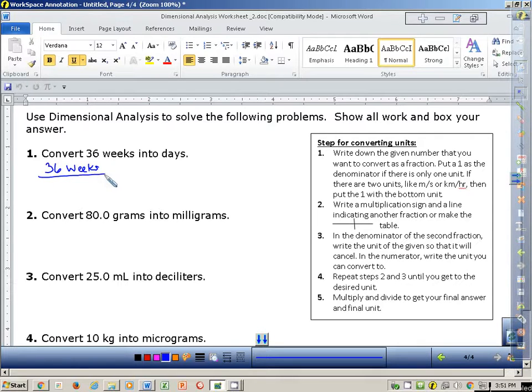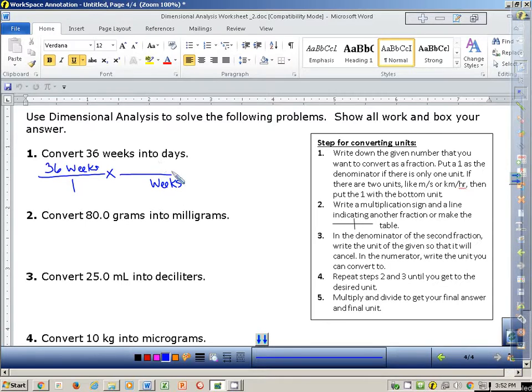The next thing we're going to do is put that over 1. It says put a 1 as the denominator if there's only one unit. If there's 2 units, we'll get to that in just a minute. So we're going to put a 1 underneath it. We're going to write the multiplication sign. Sometimes I may work with a table where I draw a bar down to make another fraction, but we're going to make another fraction after this. In the denominator of the next fraction, we have to put the unit that came from the numerator up above.